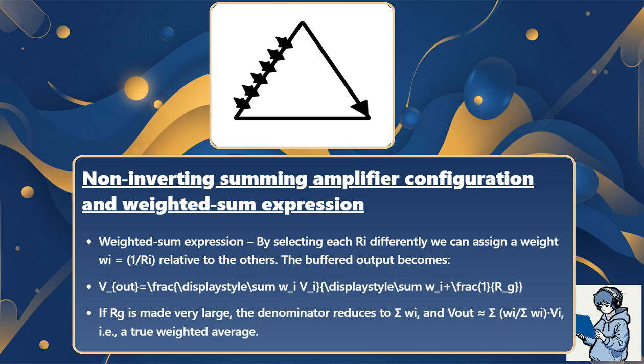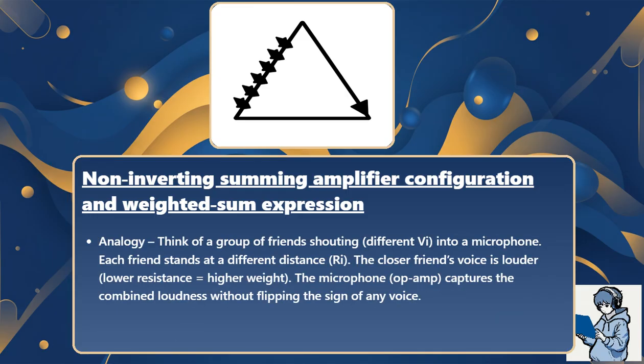If Rg is made very large, the denominator reduces to the sum of Wi, and Vout is approximately the sum of Wi over the sum of Wi times Vi. That is, a true weighted average. Analogy: think of a group of friends shouting different Vi into a microphone. Each friend stands at a different distance, Ri. The closer friend's voice is louder: lower resistance equals higher weight. The microphone, the op-amp, captures the combined loudness without flipping the sign of any voice.